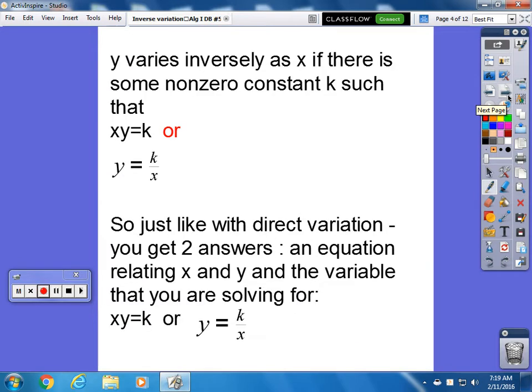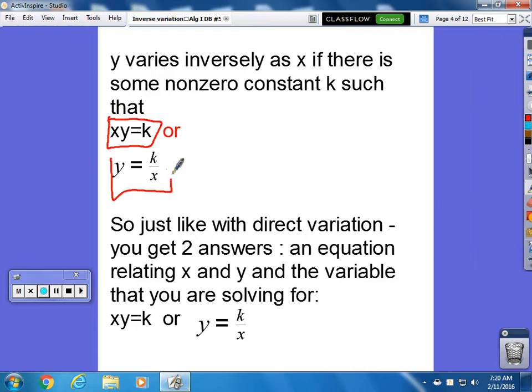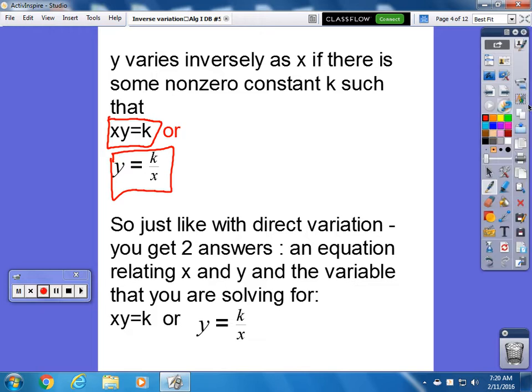So let's look at some examples. y varies inversely as x if there's some non-zero constant k such that xy equals k or y equals k divided by x. So these are your two formulas that need to be memorized. Just like direct variation, they need to be memorized. Just like when we did the direct variation problems, you will get two answers. One will be an equation relating x and y, and then the variable that you're solving for. And you'll use either xy equals k or y equals k divided by x.